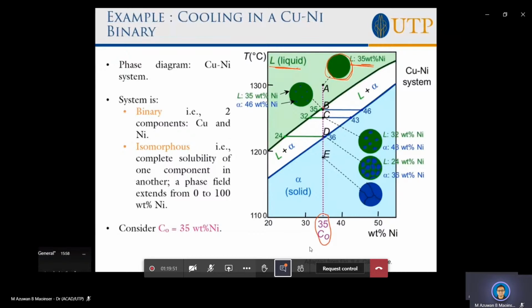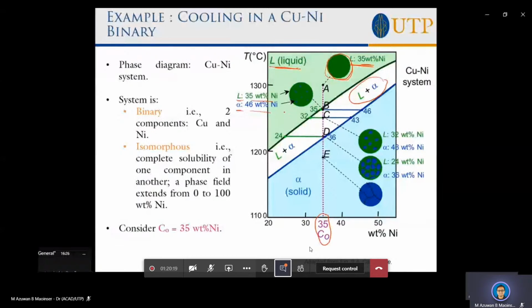Now, once you reduce your temperature, you're going to hit this point B. Okay, when you hit that point B, you're going to start to have solid coming up because you are entering this region of solid and liquid. So you start to have some particles of alpha. All right. So over here, what it says is that dia label lah. Liquid tu is what is the composition. The alpha is what composition.